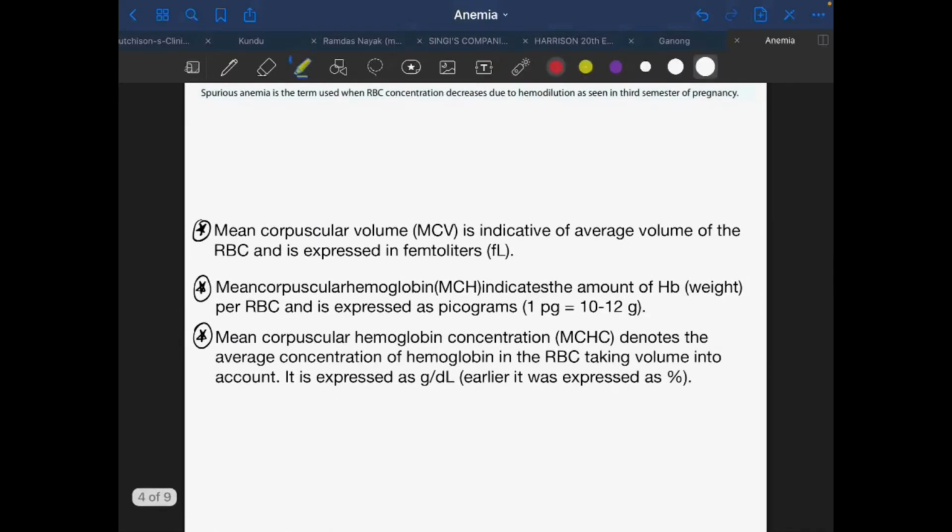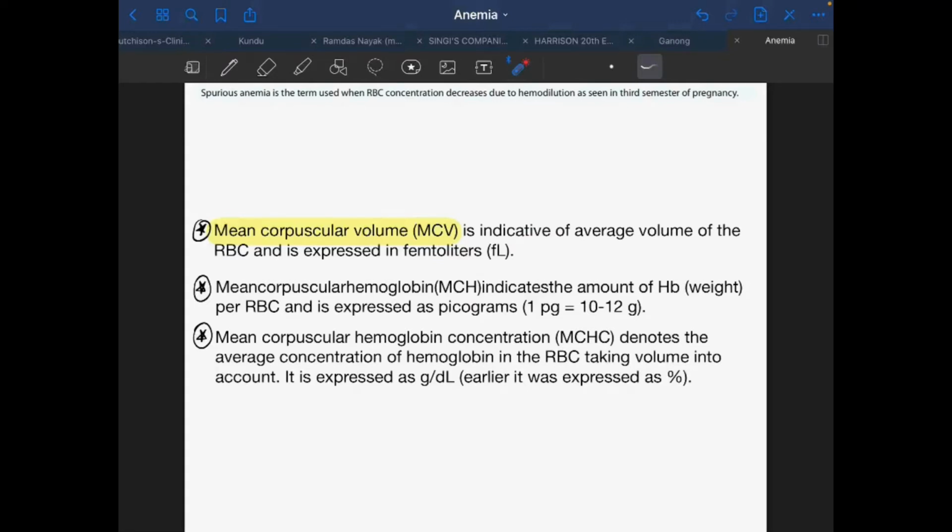To begin with, what is mean corpuscular volume, MCV? It is the indicative of average volume of RBC and is expressed in femtoliters. It is nothing but the volume of RBC present in the blood. That is your mean corpuscular volume. Now coming to MCH, that is mean corpuscular hemoglobin. It indicates the weight of the hemoglobin, that is the amount of hemoglobin present in the RBC.